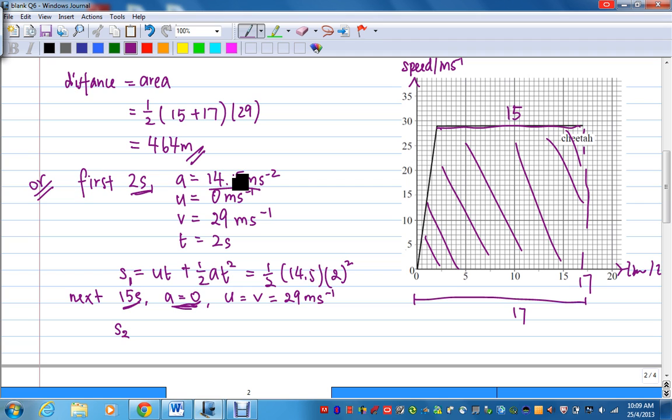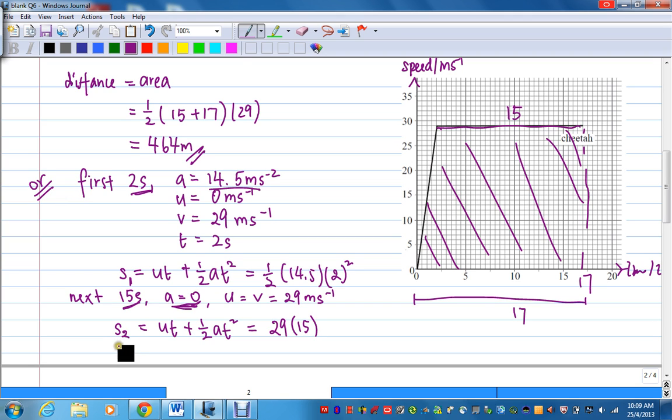So now let's come back. How do I find S2? I'm going to use the same formula, s equals ut plus half at squared. You can use any formula that has s, because you have t, you have a, you have u, you have v. So S2 will be equal to ut, u is 29, t is 15, plus half at squared. a is 0, so this whole term disappears. So this will be my distance S2.